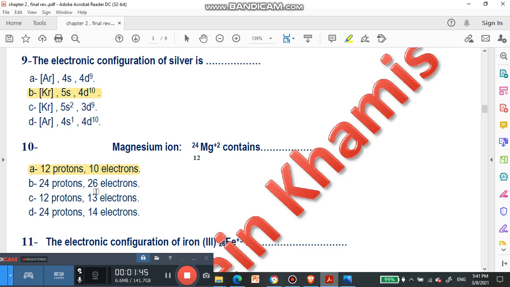Okay, question number 10, here we have magnesium ion Mg 12 24 contains what? We said we are going to make a positive ion by losing electrons, so the number of electrons is less than the number of protons. If we have 12 in the ordinary state, in the case of the ion we will lose 2 electrons and the number of electrons will be 10, and the number of protons will be 12 protons. Okay, let's go to question number 11.